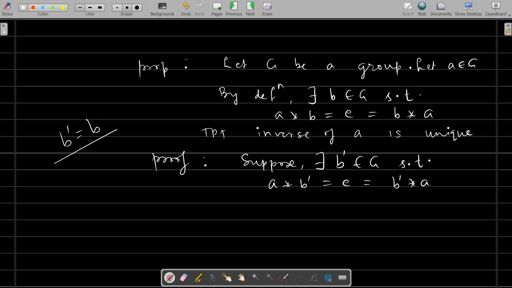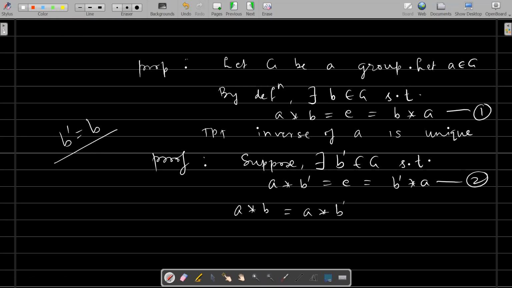By definition, we know that A star B is also E, which is equal to B star A. I'll call this 1 and this 2. So by 1 and 2, A star B dash is equal to A star B, because E is the common term. Sorry, A star B is equal to A star B dash. And then we cancel out the A's and B is equal to B dash.